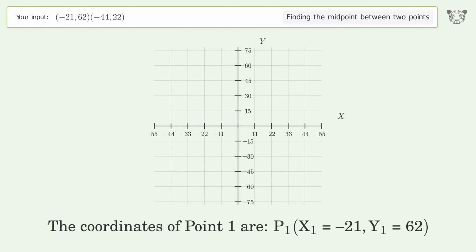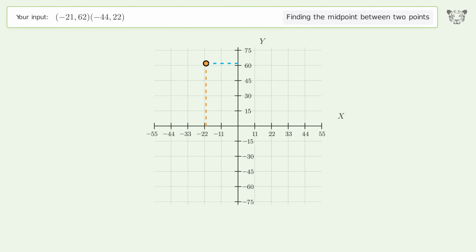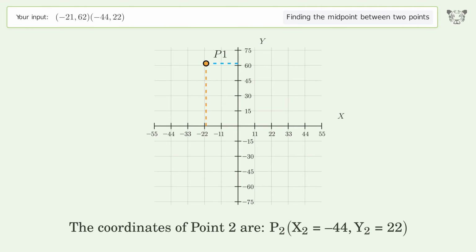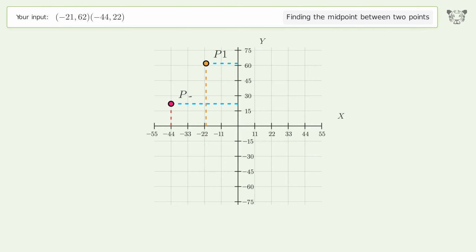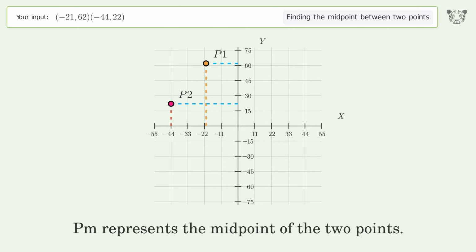The coordinates of point 1 are, x1 equals -21, y1 equals 62. The coordinates of point 2 are, x2 equals -44, y2 equals 22. PM represents the midpoint of the 2 points.